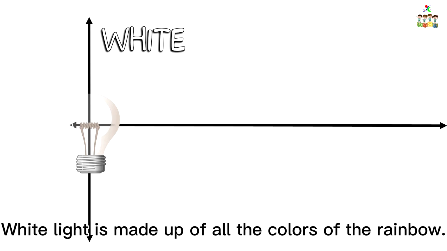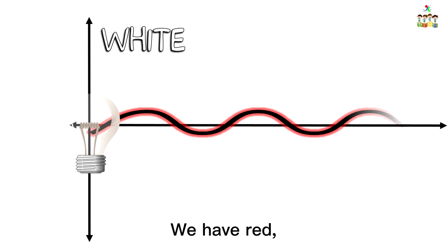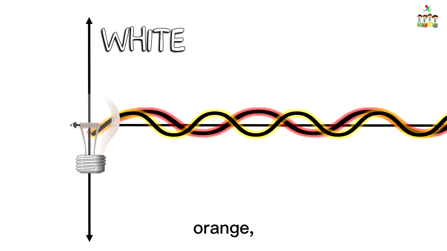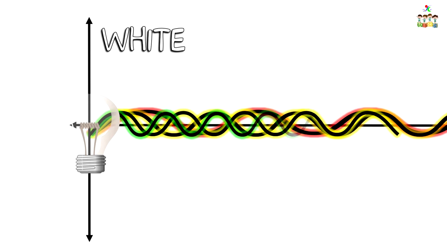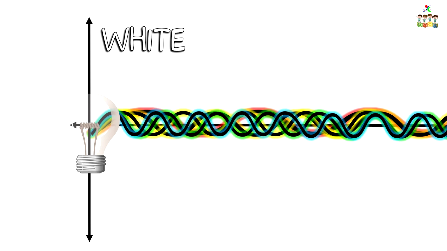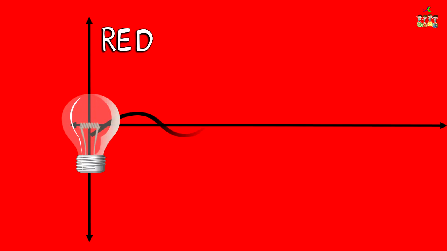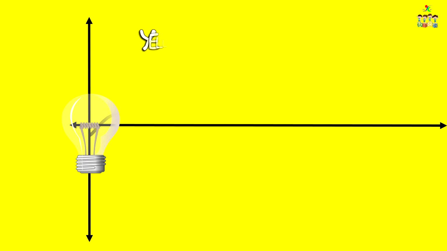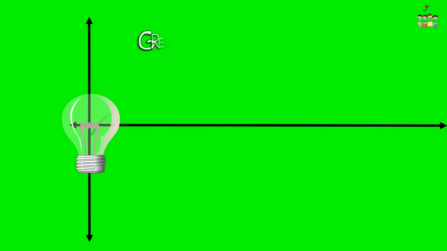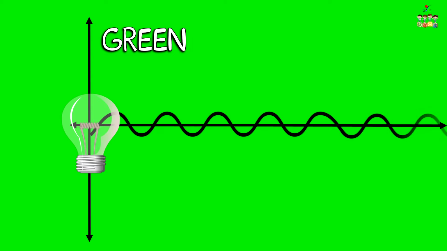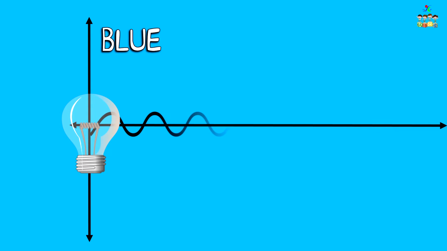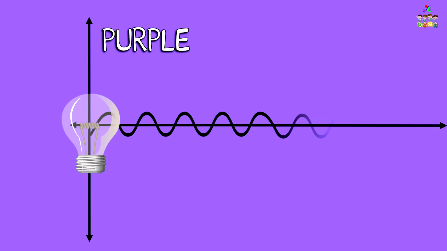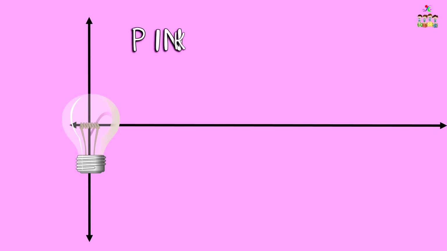White light is made up of all the colors of the rainbow. We have red, orange, yellow, green, blue, purple, and pink. Red, orange, yellow, green, blue, purple, pink.